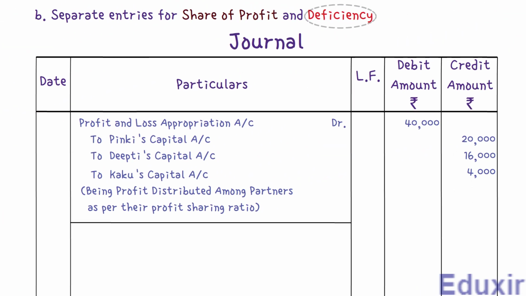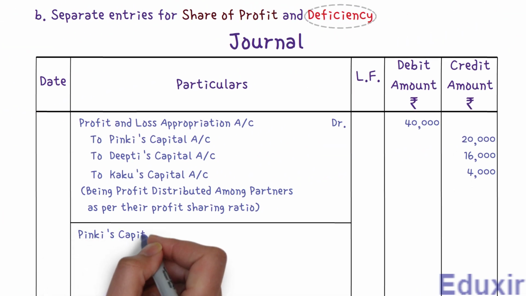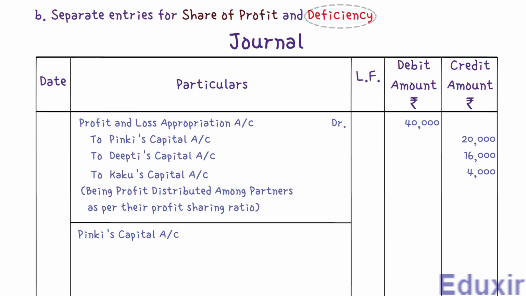Let's first write partner Pinky's capital account as the debit entry. Let's then write the text DR to indicate that this is a debit entry. Let's then write the corresponding debit amount of 500 rupees in the debit amount column. Let's then write partner Deepti's capital account as the next debit entry. Let's then write the text DR to indicate that this is also a debit entry. Let's then write the corresponding debit amount of 500 rupees into the debit amount column.